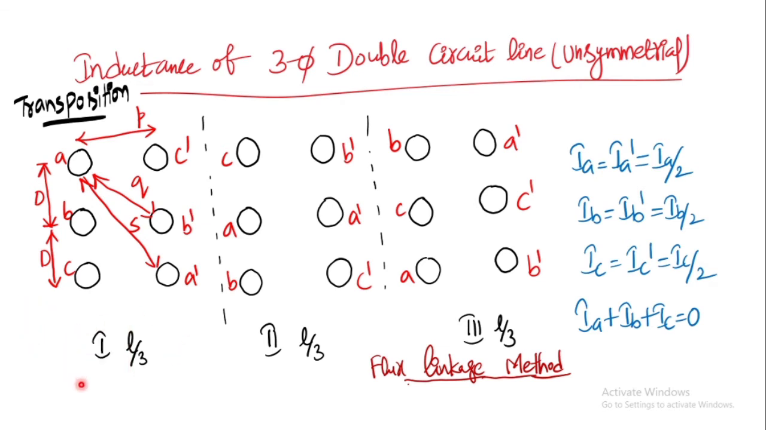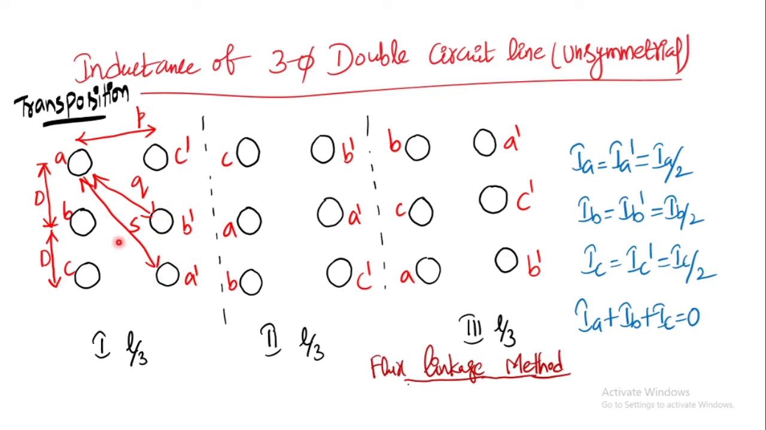For the first L by 3 distance, we allow the conductors as they are. First A phase, then B, then C, and here at the extremely opposite corners, we place the second part of the A phase. So, A dash, B dash and C dash. So, these are the particular distances which are given.